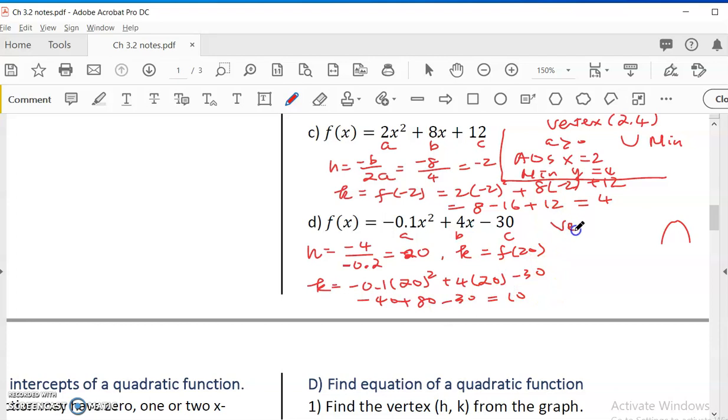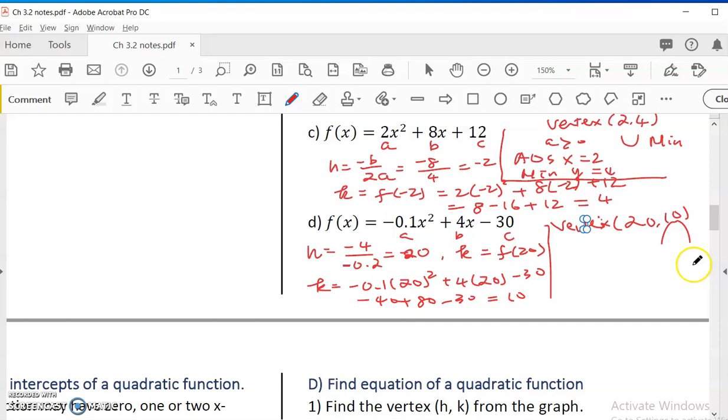So my vertex would be, oh, it's not very nice spelling. Vertex is the hk that we have. It was h is 20, k is 10, right? And we know it's facing down. So once you know the vertex, you know that, okay, shift over there and then up.